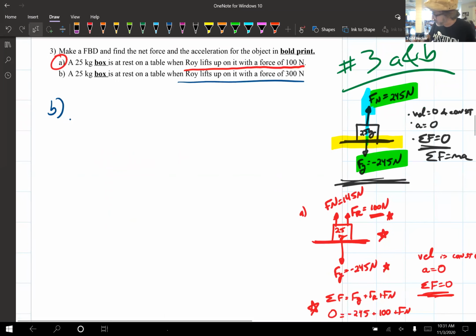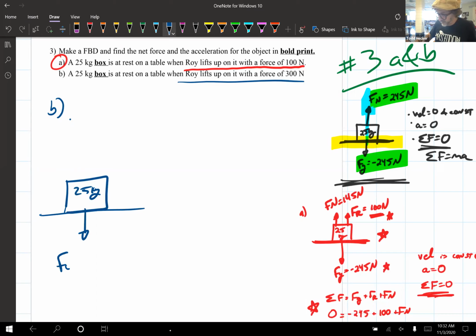So we're gonna have the same start that we did before. 25 kilograms, it's initially at rest on a table. Start with your force of gravity. It's gonna be negative 245 newtons. All right, that's always your step one. Step two is any given forces, which in this case is Roy's force. So go ahead and put in your force of Roy.